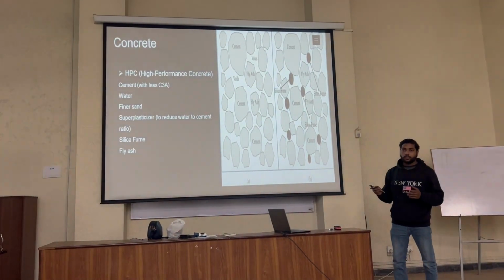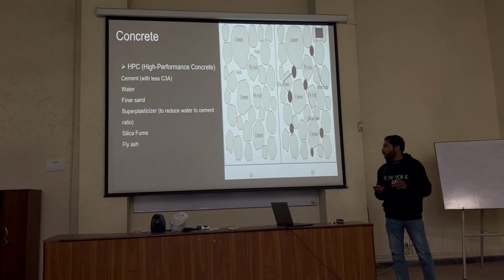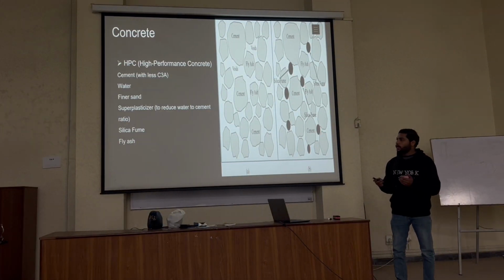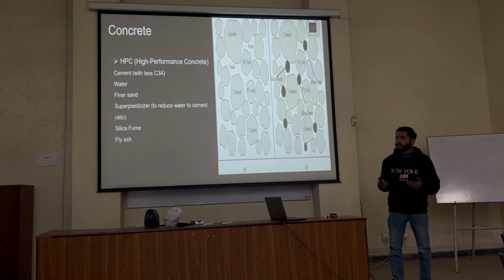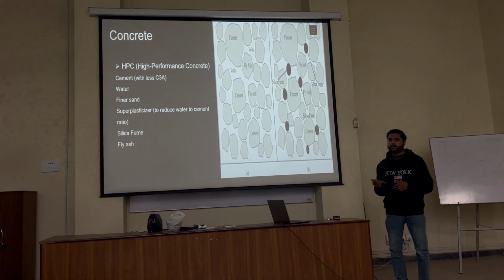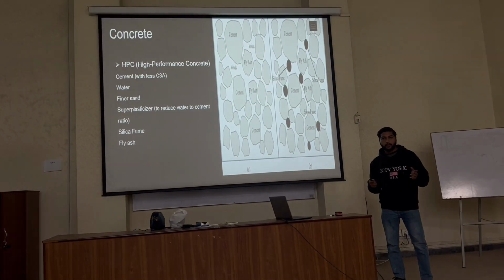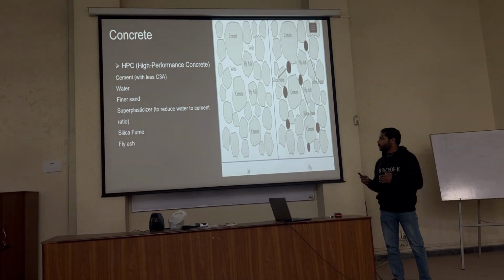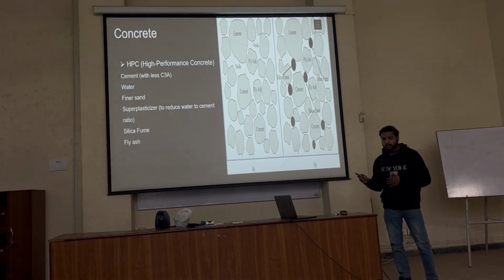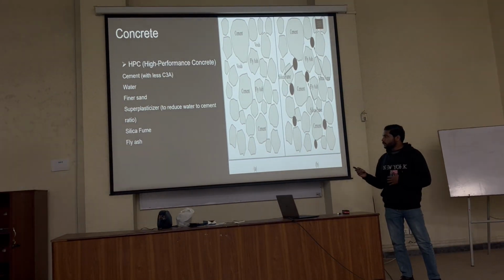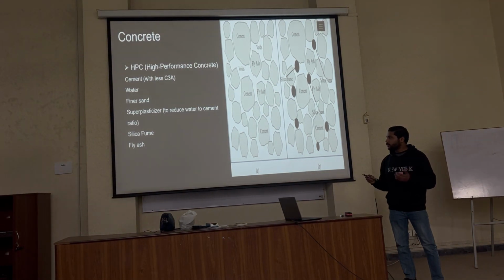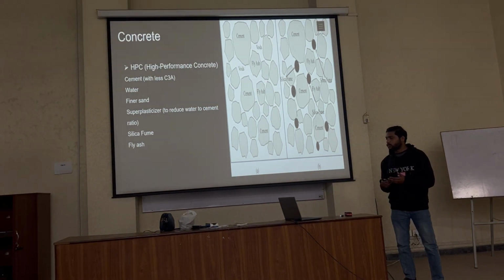It is used because we can reduce the water in the concrete, because if more water is used, it can affect the strength of the concrete. So they use super plasticizer, and also silica fume and fly ash, which are created when we burn coal and wood. When we burn them, silica fume and fly ash are produced.